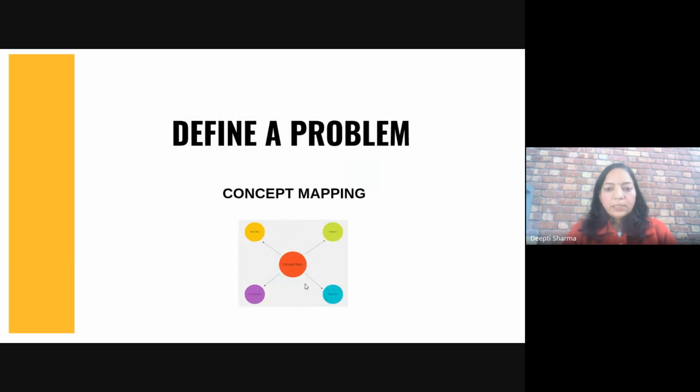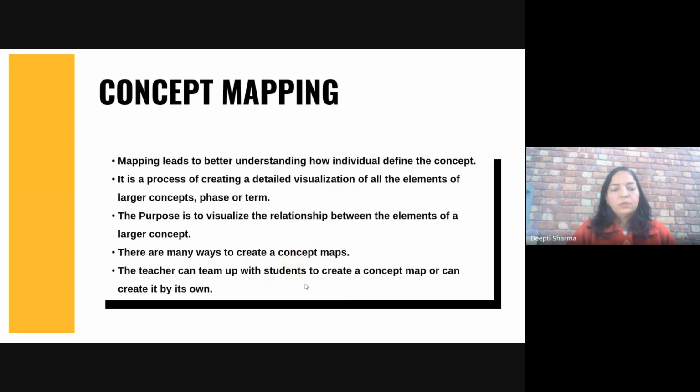Now the next thing is defining a process. Next thing is concept mapping. So in concept mapping, we are going to map the concept with the sticky notes. Mapping leads to better understanding of how individuals define the concept. It is a process of creating a detailed visualization of all the elements of a larger concept, phase, or term. The purpose is to visualize the relationship between the elements of the larger concept.